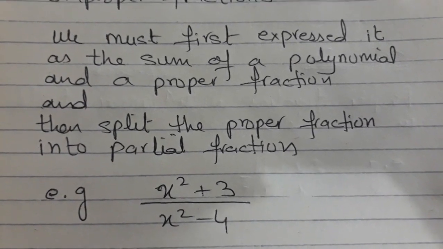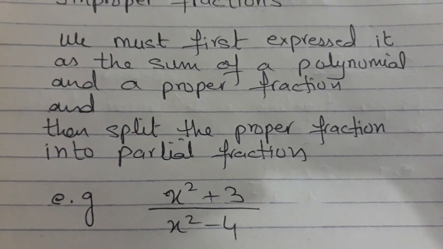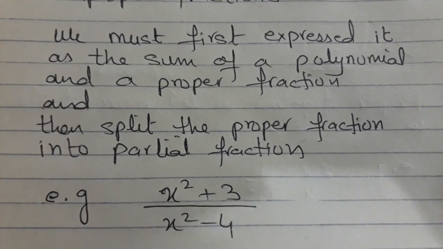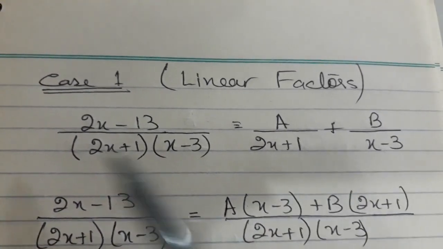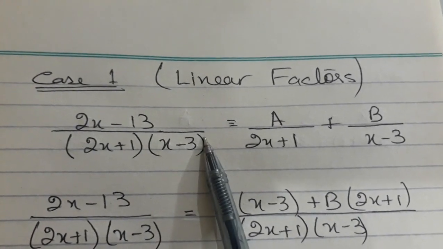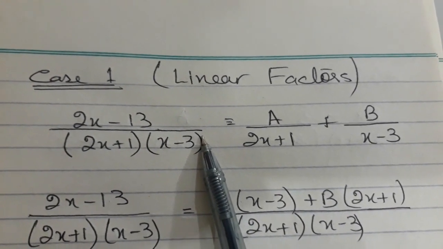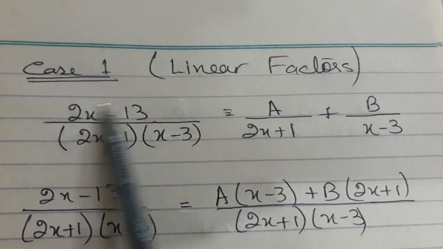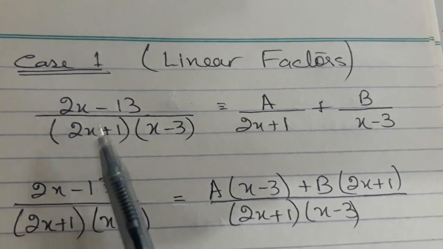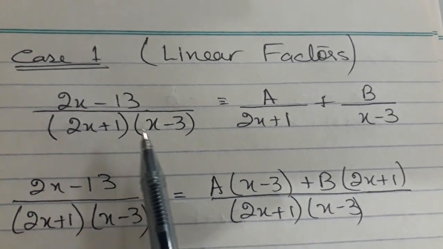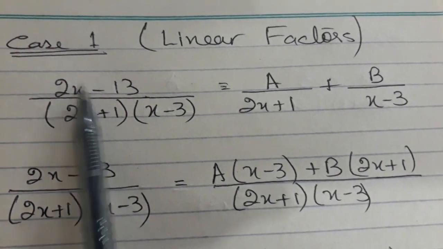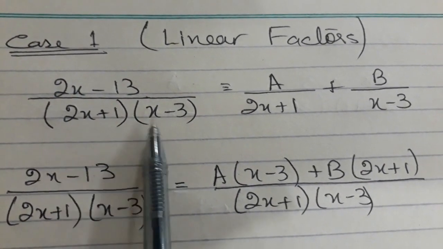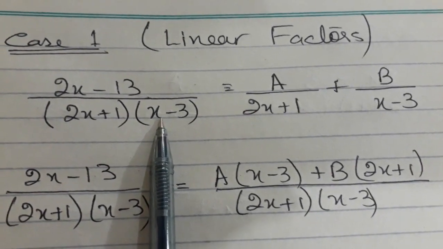So let's start with case number 1, in which we have both linear factors in the denominator. This is a single algebraic fraction which you have to decompose. It means you have to find the partial fractions of this single algebraic fraction. Now first of all, you will always see, is it proper or improper? So it is a proper fraction, the power is 1, whereas if you multiply it, it will become 2x squared, which has power 2.